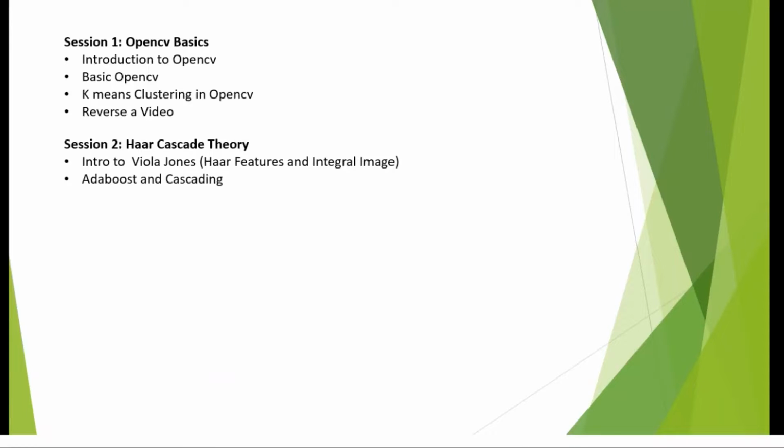Then in the second session, we'll move to the theory of Haar Cascade, where I'll introduce you to the Viola-Jones algorithm. In that, we'll learn mainly about 4 important things. The first is Haar features. I'll tell you what Haar features are. Then we'll learn what an integral image is.